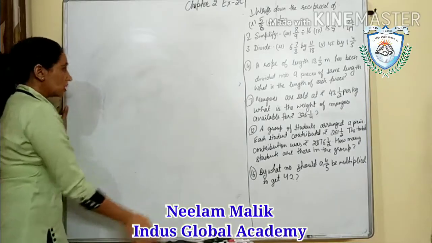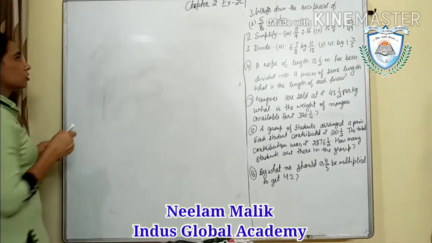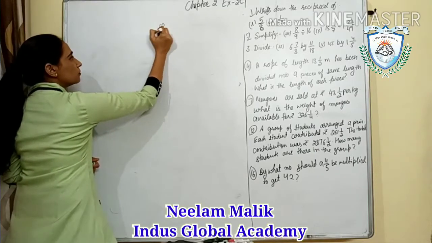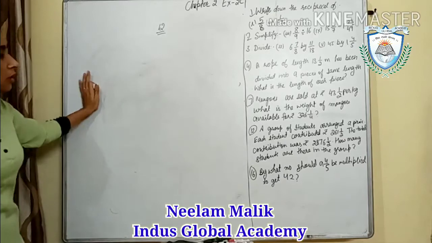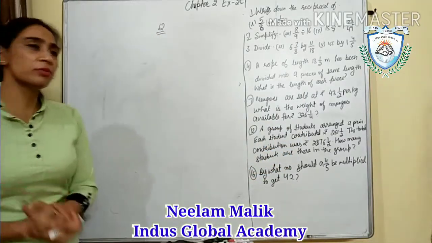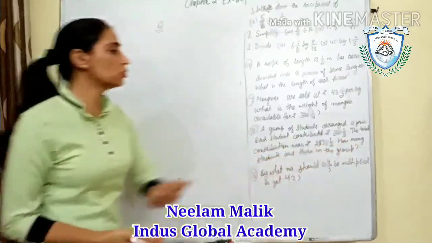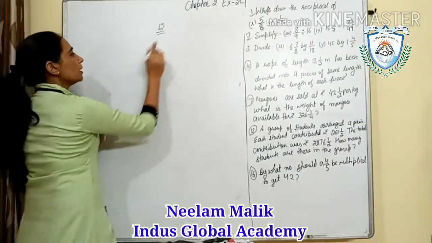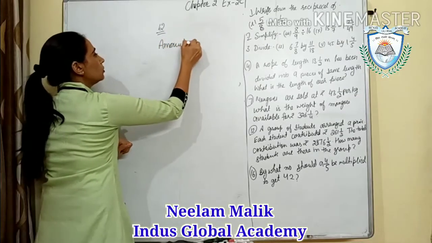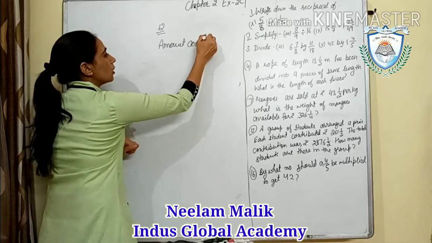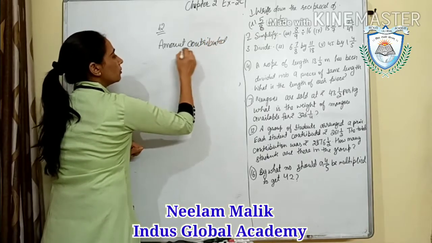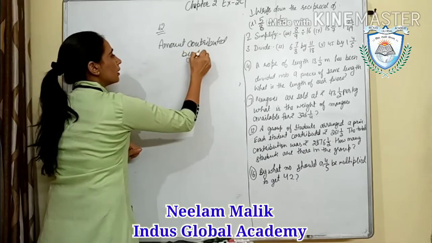So what will we do here? We will do division here. Question number 12. So I'll do this here. Next we will do here. Okay. A group of students arranged a picnic. Each student contributed. So first we will write what is given to us. What is given to us? Money, or you can say amount contributed by one student.